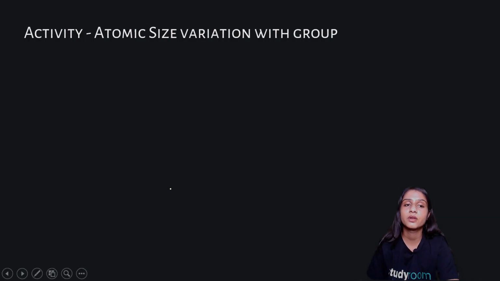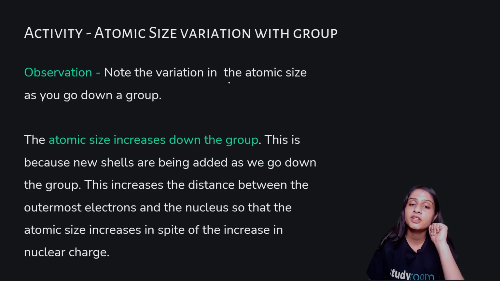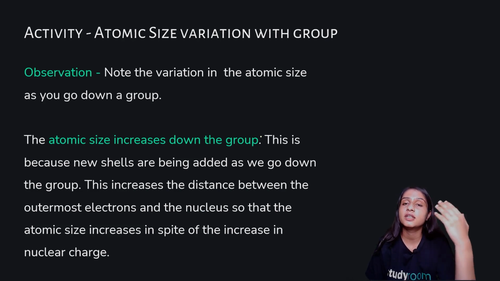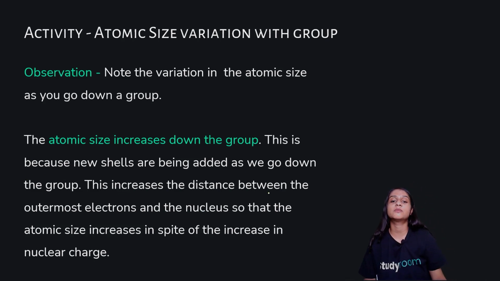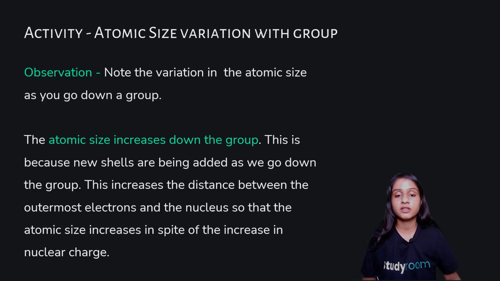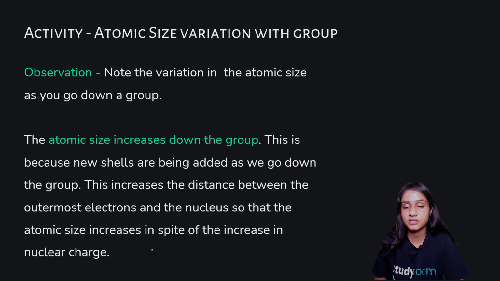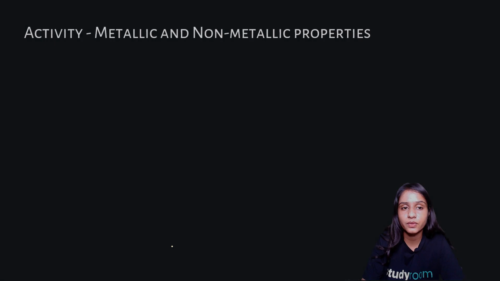Okay. So activity, atomic size variation with group. Note the variation in the atomic size as you go down a group. The atomic size increases down the group because there is an increase in the electrons. So this is because new shells are being added as we go down this group. This increases the distance between the outermost electrons and the nucleus so that the atomic size increases in spite of the increase in nuclear charge.